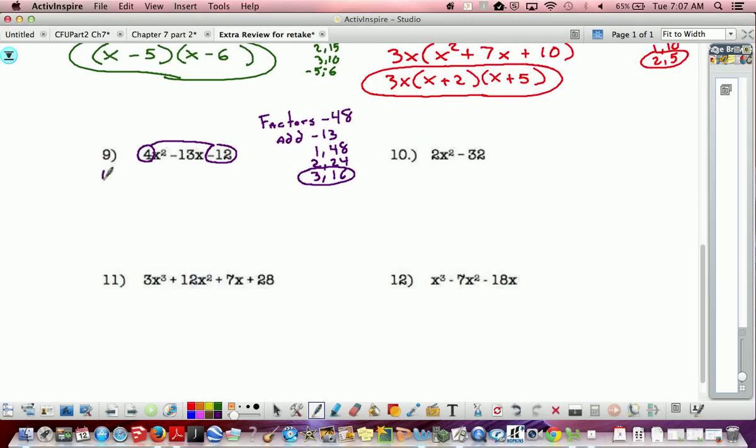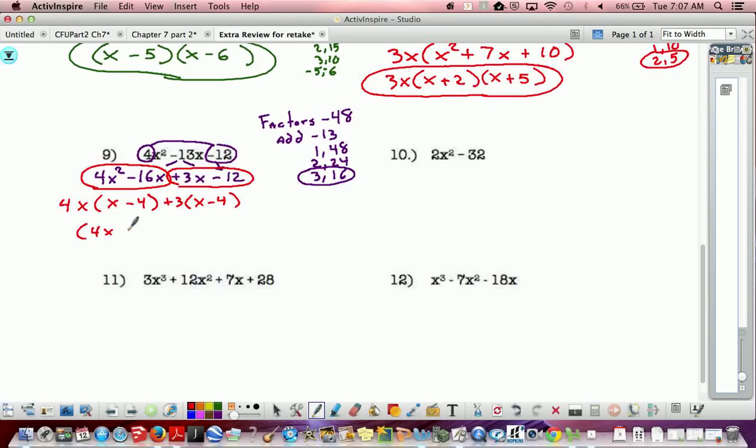I need to make the 16 negative. So I'm going to bring down my 4x squared. So I'm breaking up that negative 13x to be negative 16x and 3x. Now that I've created 4 terms, factoring by grouping, first terms have a 4 and an x in common, so I'm left with x minus 4. The last 2 terms, I'm left with a 3, have x minus 4. So I have 4x plus 3 sets of x minus 4s.